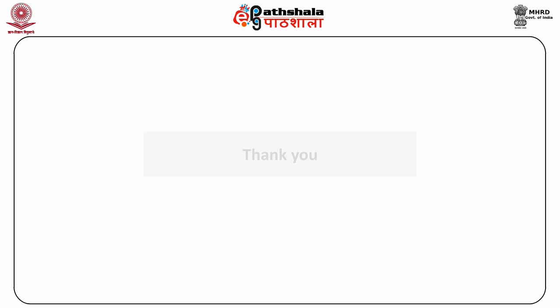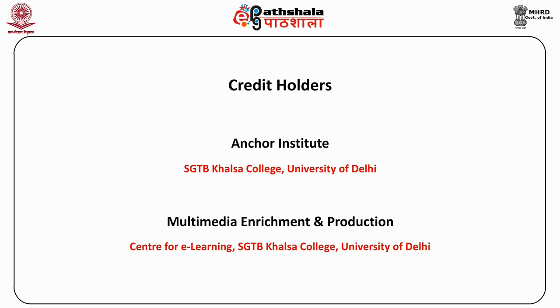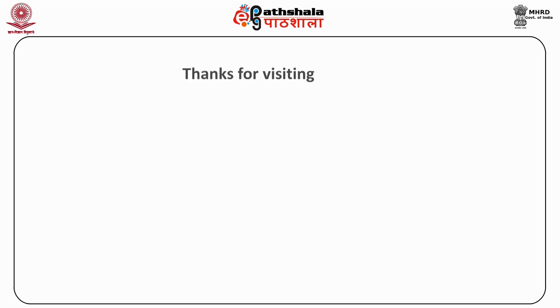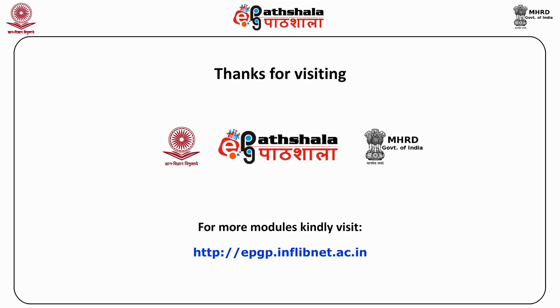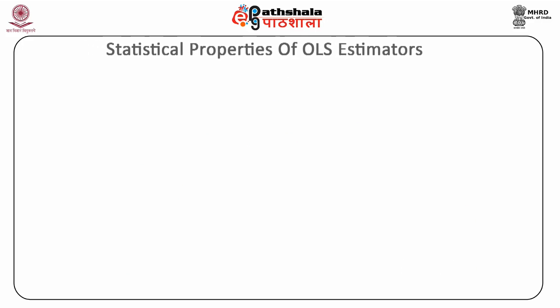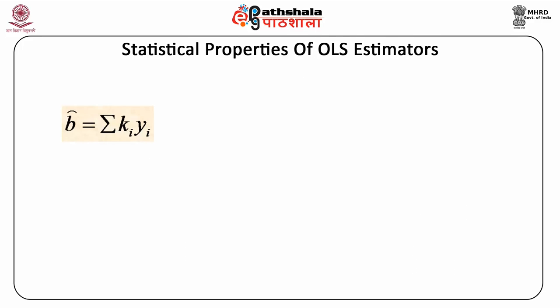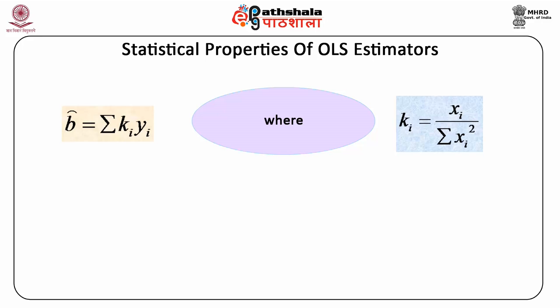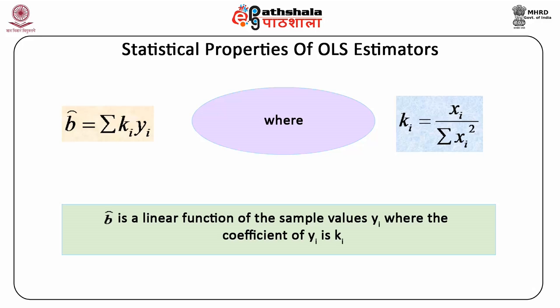B hat is equal to summation xi into yi minus y bar upon summation xi square, which can be written as summation xi yi upon summation xi square minus y bar into summation xi upon summation xi square, which is equal to summation xi yi upon summation xi square. We can write the above expression as B hat is equal to summation ki yi, where ki is equal to xi upon summation xi square. Thus, B hat is a linear function of the sample values yi, where the coefficient of yi is ki.